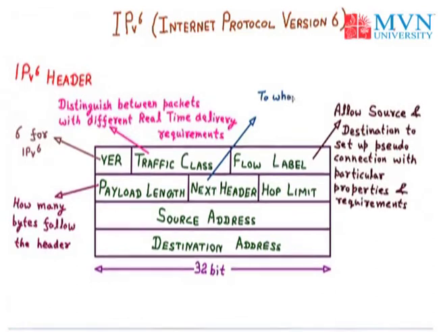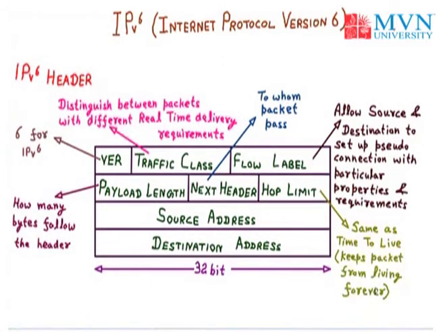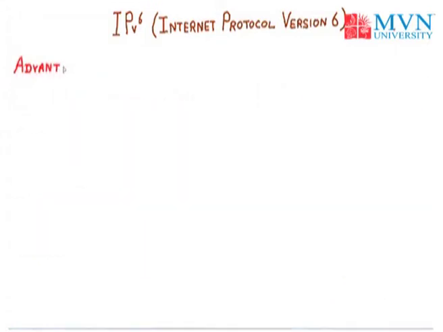So next we have the next header, that means to whom the packet is passed. Next header represents to whom the packet is passed, that means the next address to whom the packet will be sent. Now the next one we have the hop limit. Hop limit is the same as the time to live, and it keeps a packet from living forever. And next we have the source address, that means from where the IPv6 packet was sent, and the destination address, that means to whom the packet will be received. So that is all about the IPv6 header.